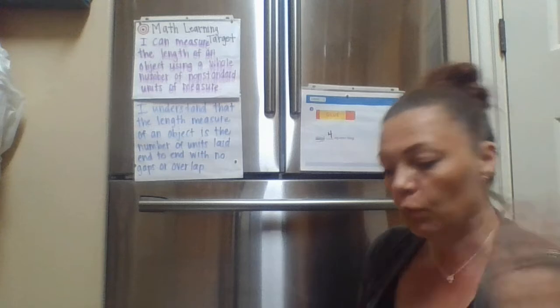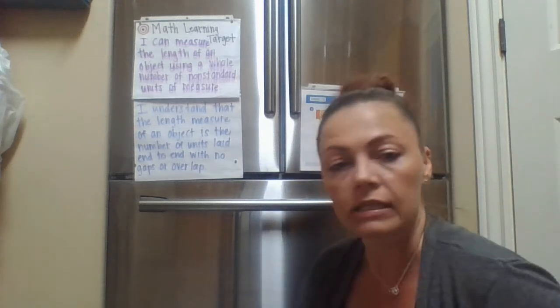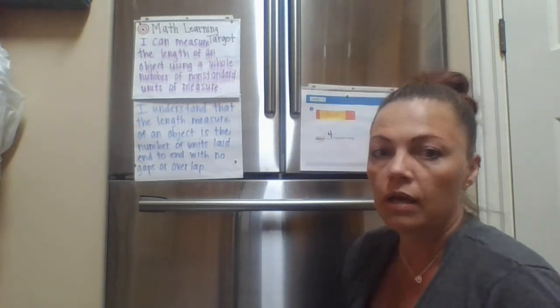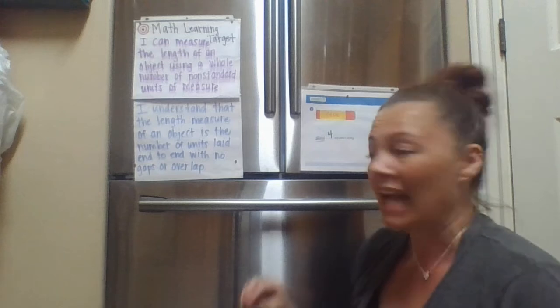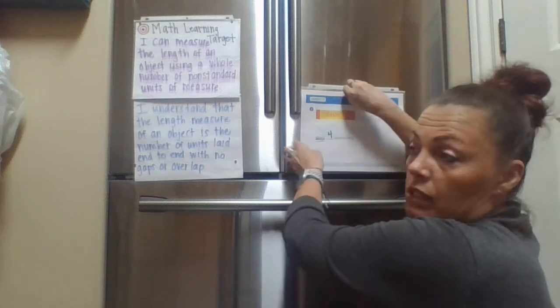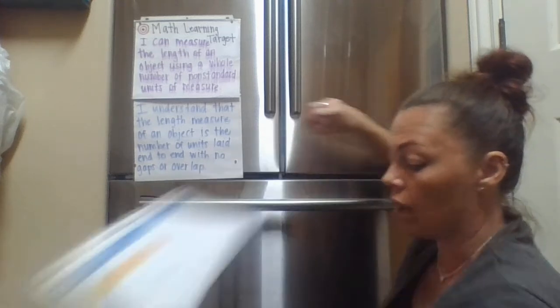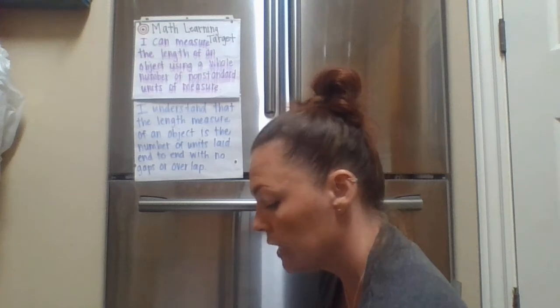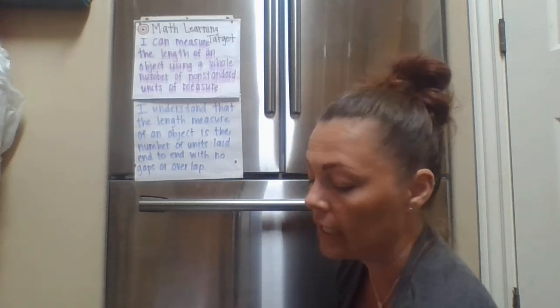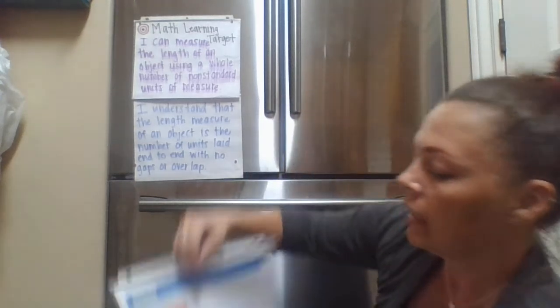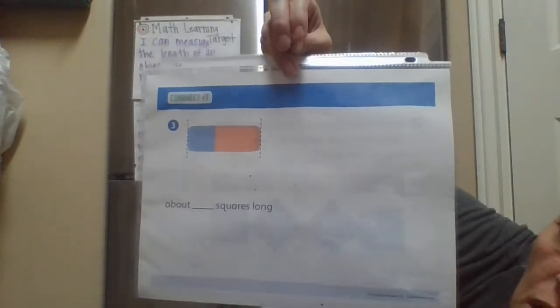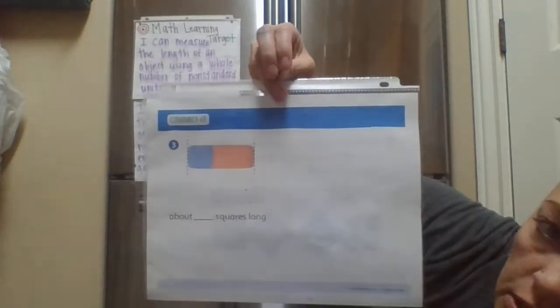A little more than 3, but we're going to round it up and say it's about 4 squares long. About means it's not exact, and that's okay because we're just using our non-standard unit of measure. So we're not trying to get an exact amount, we're just trying to get an about number. Okay, let's look at this one that wants to know how many squares long this eraser is.